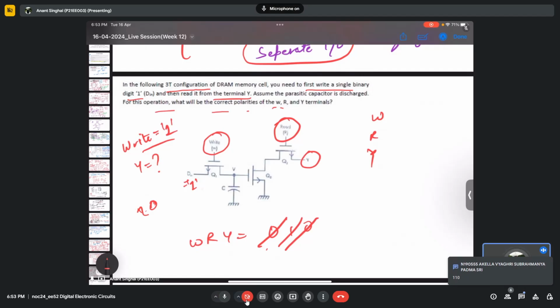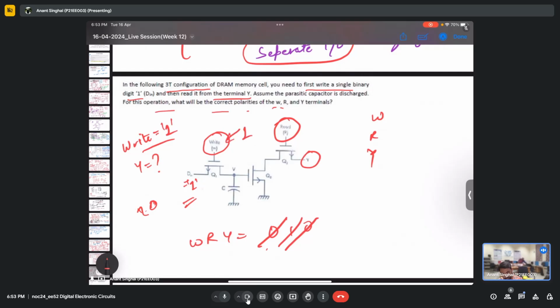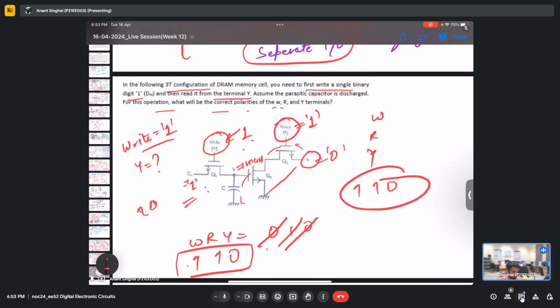I already have the answer as 110. We need to write 1, so first of all, we need to make this w line 1. Once we have both of them as 1, this will make this v high, and this is like an inverter, so y will be 0. To make it read also, we need to have it 1. So w will be 1, read will be 1, and output will be 0. So the answer will be 110, which is already given in the chat box. Let's quickly move forward now.